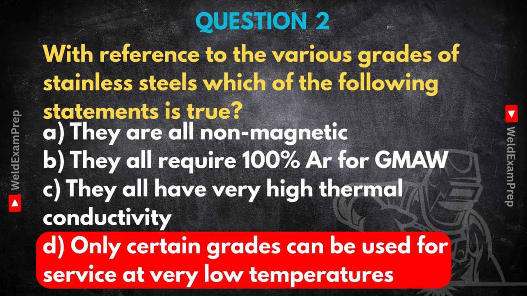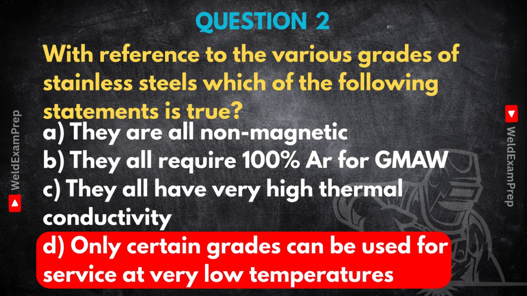Okay. Stainless steels. It feels like a huge topic. Yeah. Lots of potential pitfalls. What's the definitive truth among these options, especially thinking about, say, really cold conditions? Yeah, it's a big family, and knowing the differences is vital, especially for critical stuff. The correct answer here is D. Only certain grades can be used for service at very low temperatures. Okay, why that one?